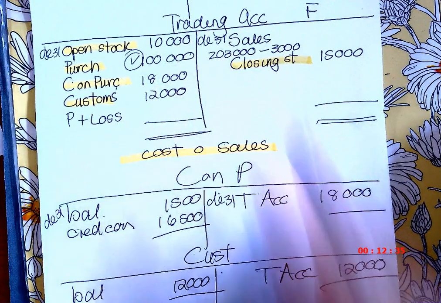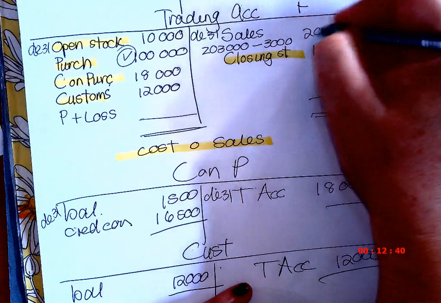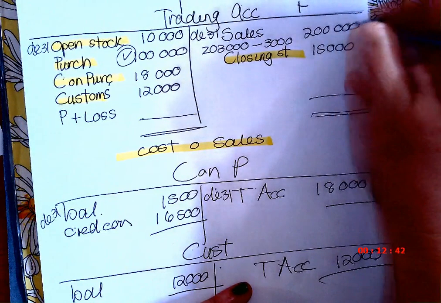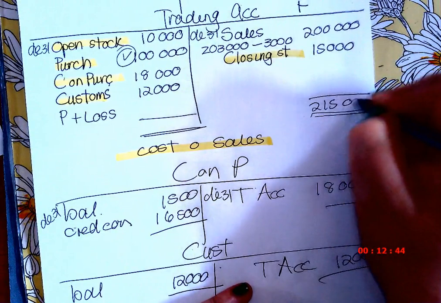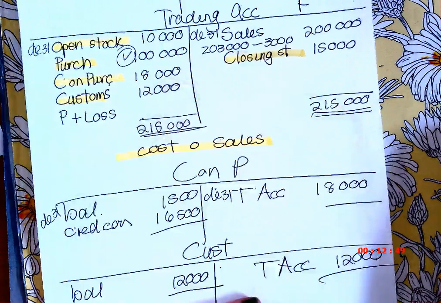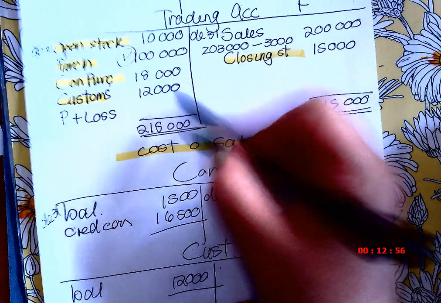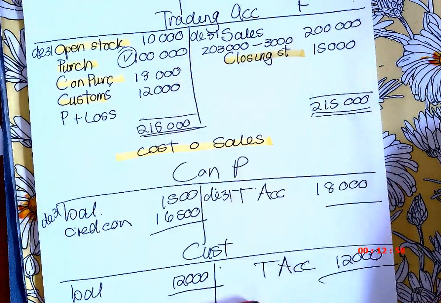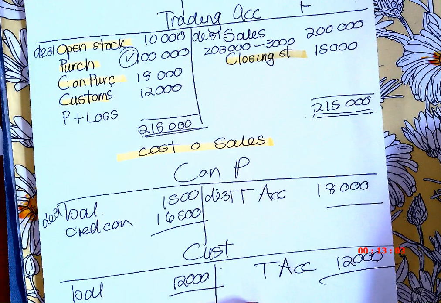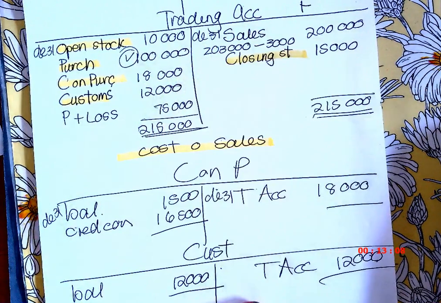So now, what is my sales? 200,000 plus 15 gives me 215. Can you see no balance? I am balancing, but there's no balance c/d. Okay, so what's my profit or loss? 215 less 75. 75. Okay, that's my profit and loss.